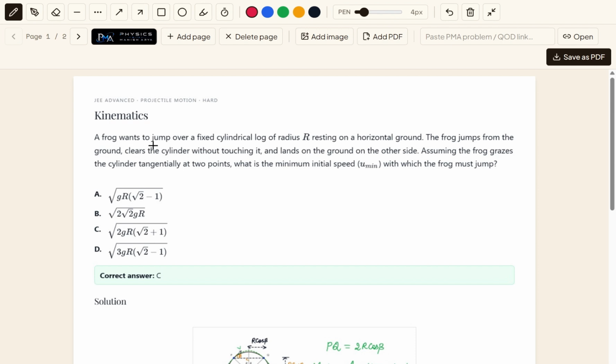A frog wants to jump over a fixed cylindrical log of radius capital R resting on a horizontal ground. The frog jumps from the ground, clears the cylinder without touching it, and lands on the ground on the other side. Assuming the frog grazes the cylinder tangentially at 2 points, what is the minimum initial speed with which the frog must jump?